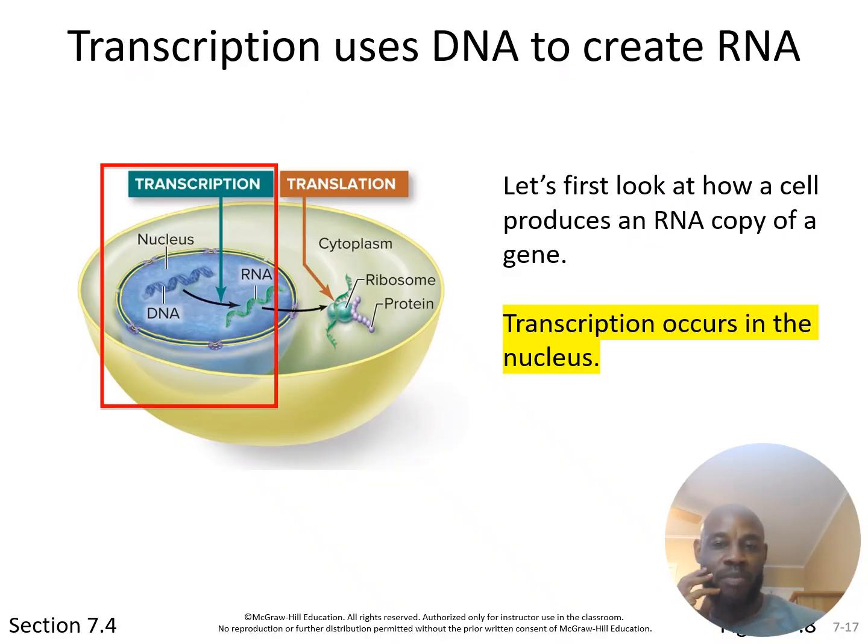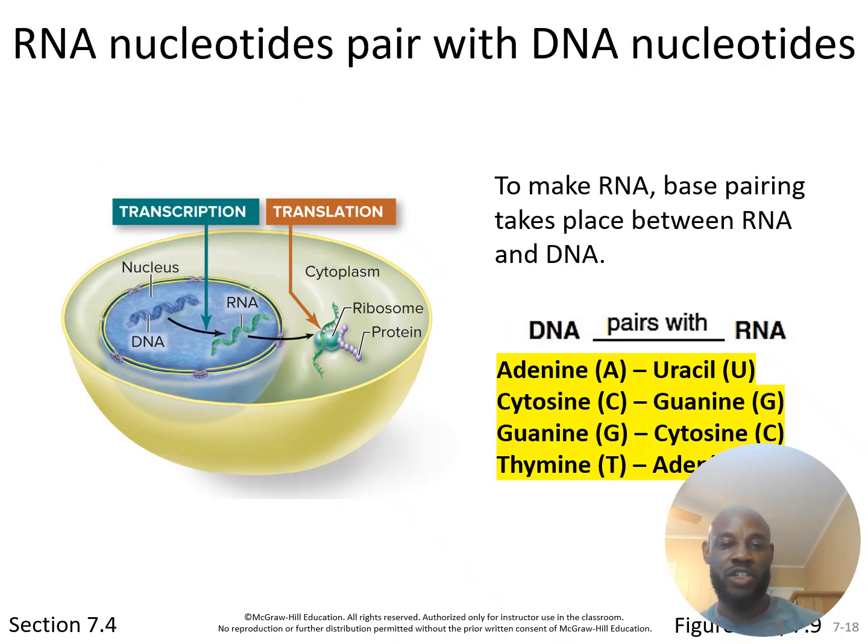So let's look at how this happens. Transcription occurs in the nucleus. To make RNA, we have a little bit different nucleotide base pairs. Adenine pairs with uracil, cytosine pairs with guanine, guanine pairs with cytosine, and thymine with adenine. Right. So the code for the DNA will pair with these base pairs in the RNA.